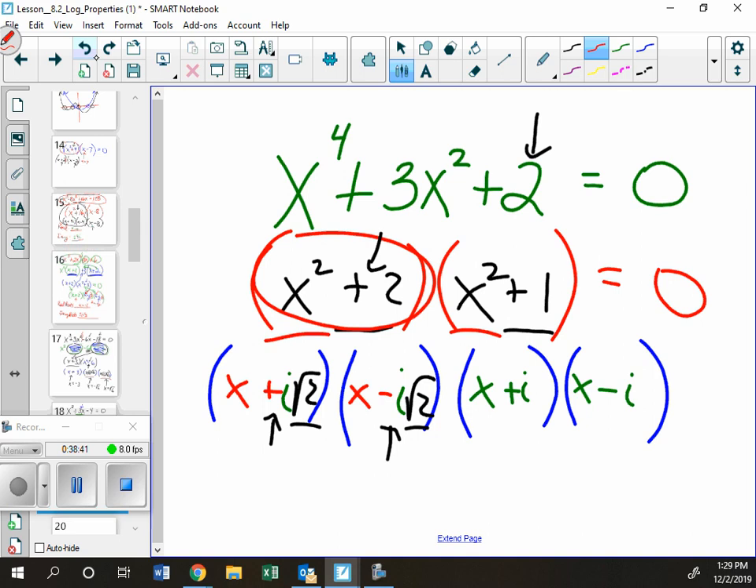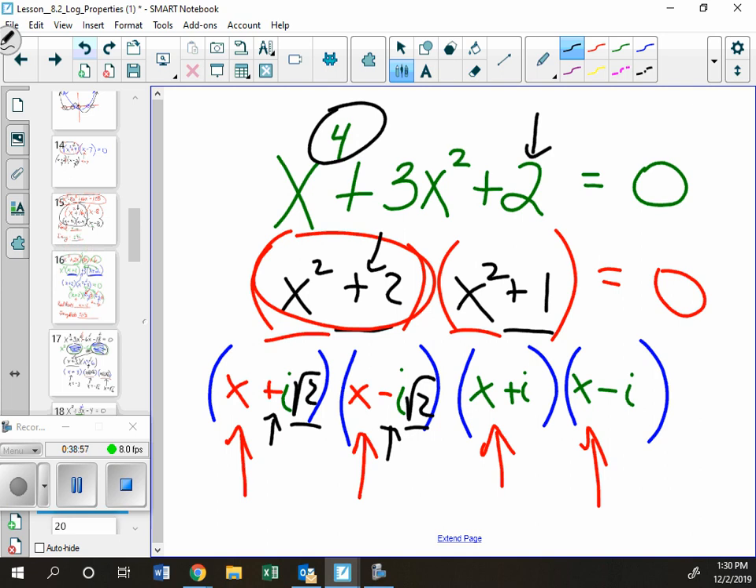Okay, so what are the roots? Well, there's 4 of them: negative i root 2, positive i root 2, negative i, positive i. There's 4 answers. Does that make sense? Yes, because there's a 4 there.